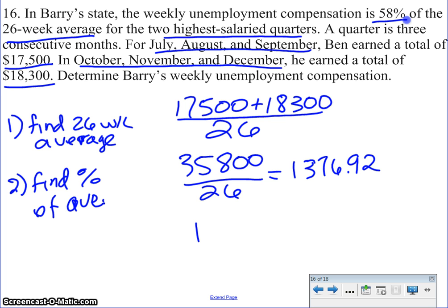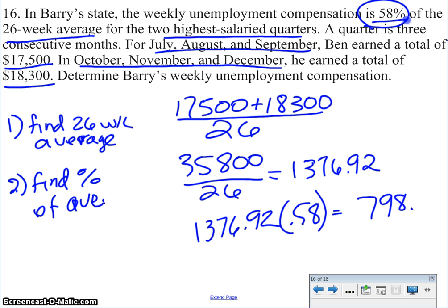So then step 2 is going to be find the percentage of the average that we just calculated. So we've got $1,376.92. And remember, it says here that it's paid at a rate of 58% of that pay. So as a decimal, that is 0.58. So his weekly unemployment while he's unemployed is going to be $798.62.